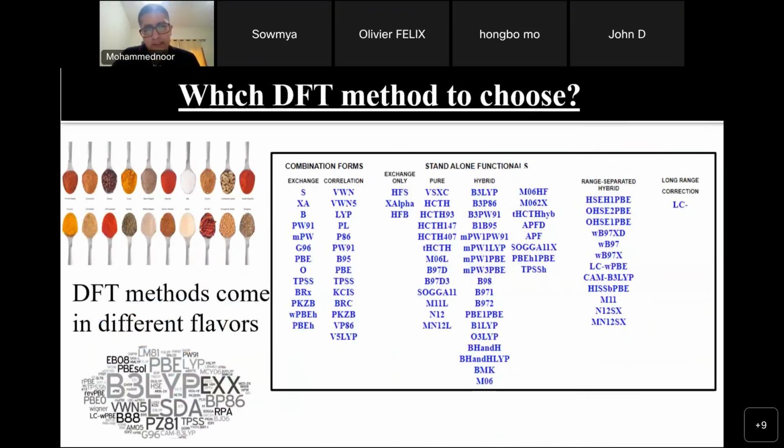So which DFT methods? Those DFT methods come in different flavors, and students should be careful what to choose, based on which one will give a more convincing comparison with the experiment. We could have a combination of them, or a standalone functional, but at the end of the day, we don't need to test them. Students could be told to read relevant research papers and follow what kind of DFT methodology that paper has used in similar applications.